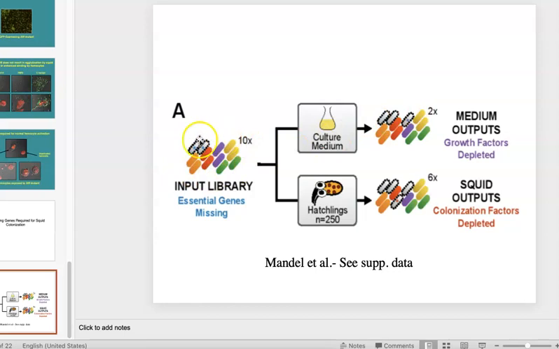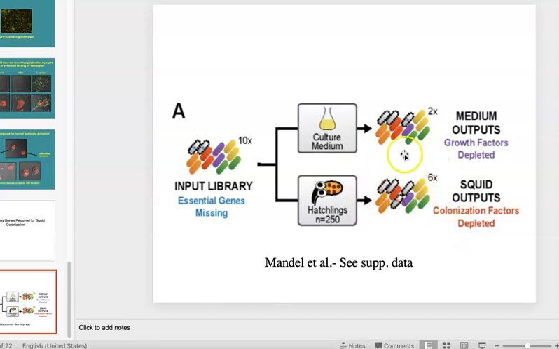And then we can put these random mutants into the squid and we can see who comes out of the squid. And the idea here is, if we find a mutant that grows just fine here in culture, but is completely depleted when we try to recover it from squid, we can look at that more closely and ask ourselves, is that a really important colonization factor? Because it's not represented here.